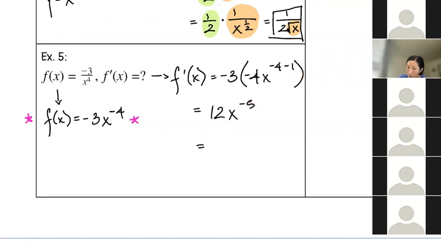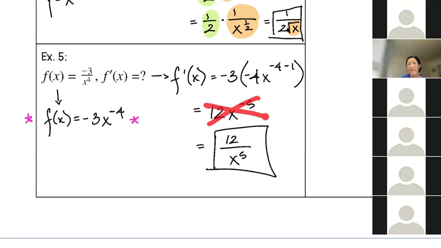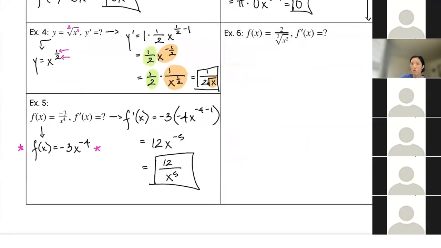So last step, we practiced rewriting these on Monday as well, and we'll get 12 over x to the 5th. Now this would be an answer probably in a text, whereas this is less likely to be an answer. Okay. So let's take a look at 4 and 5. Are there any questions on 4 and 5 so far?